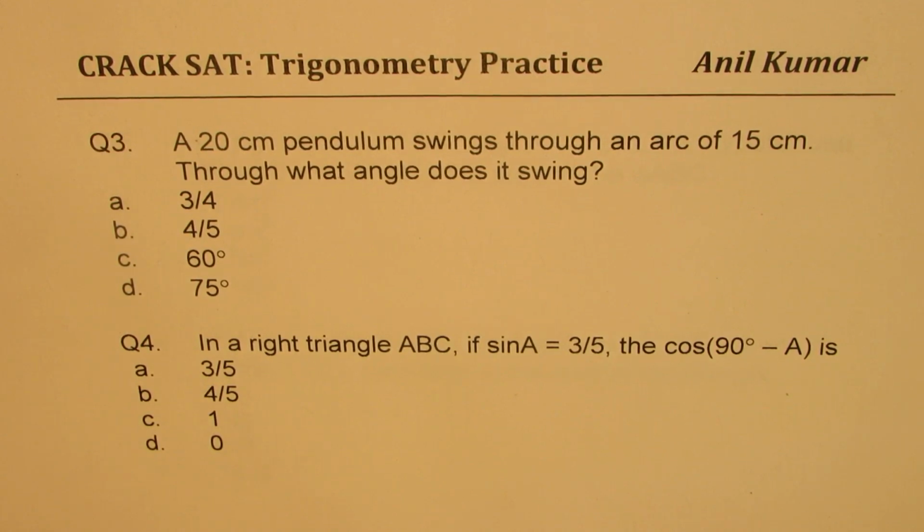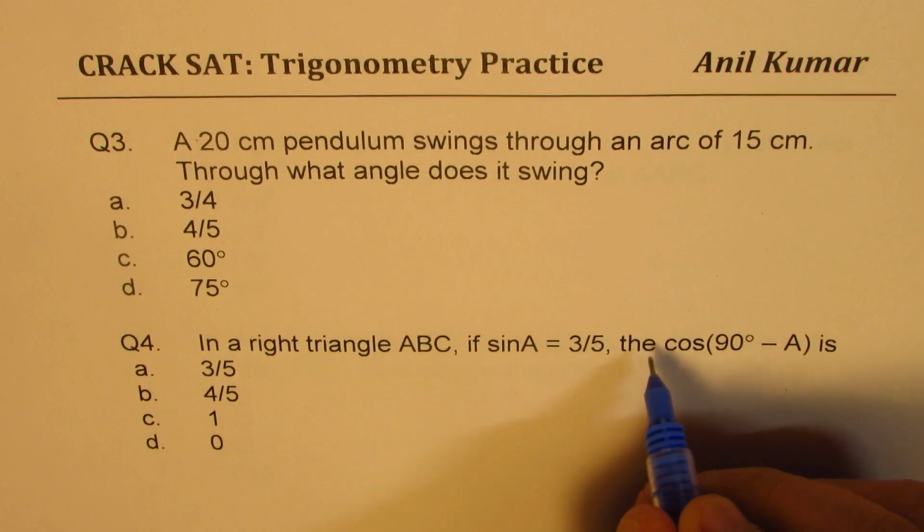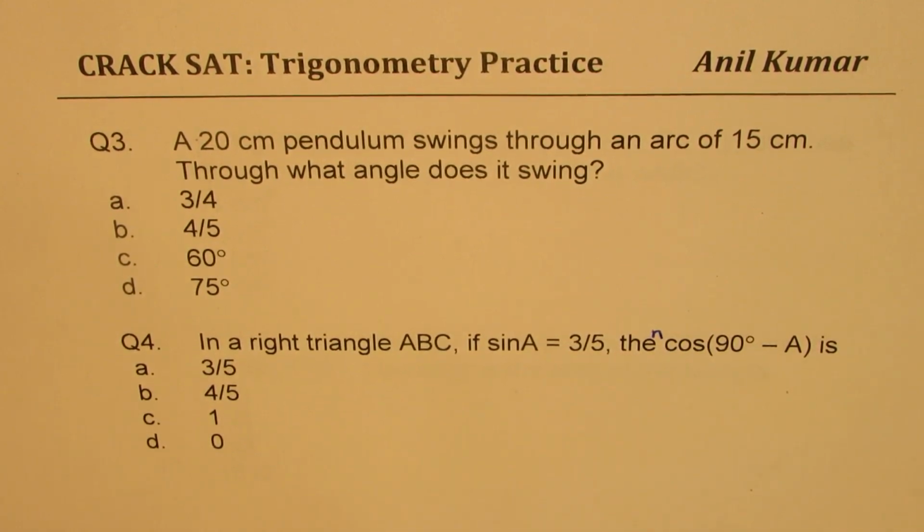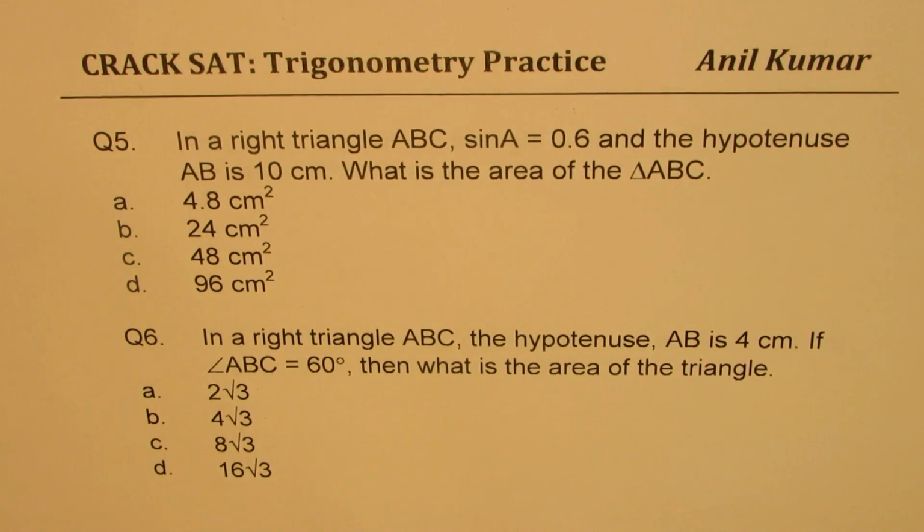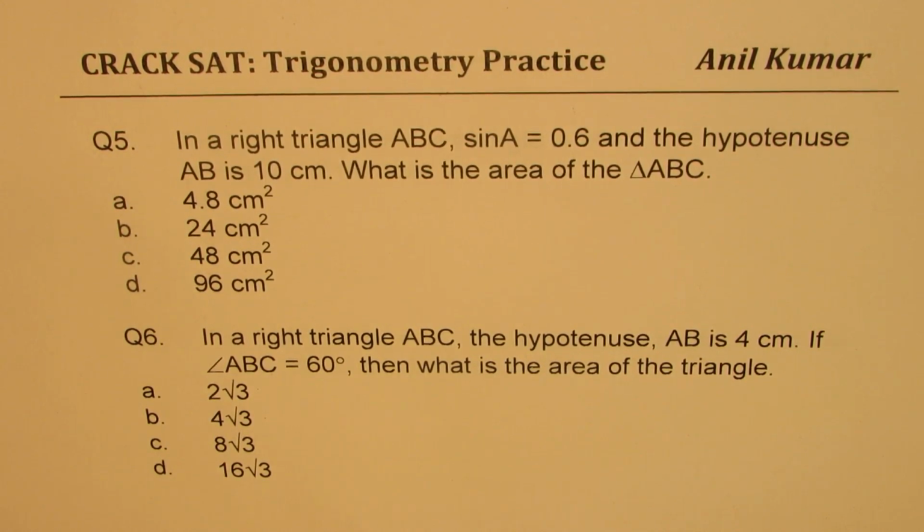Question 4. In a right triangle ABC, if sine A equals 3 over 5, then cosine of 90 minus A is what? Question number 5. In a right triangle ABC, sine A equals 0.6 and the hypotenuse AB is 10 centimeters. What is the area of triangle ABC? Question 6. In a right triangle ABC, the hypotenuse AB is 4 centimeters. If angle ABC is 60 degrees, then what is the area of the triangle?